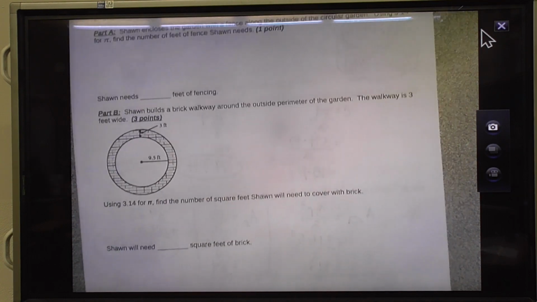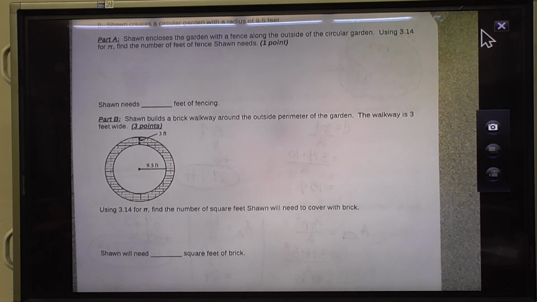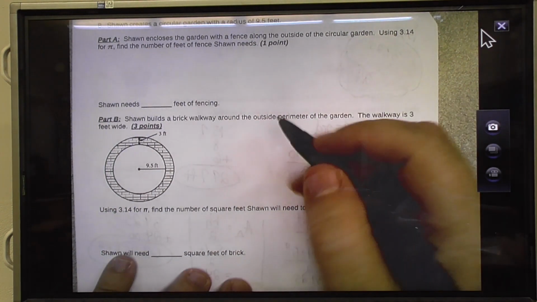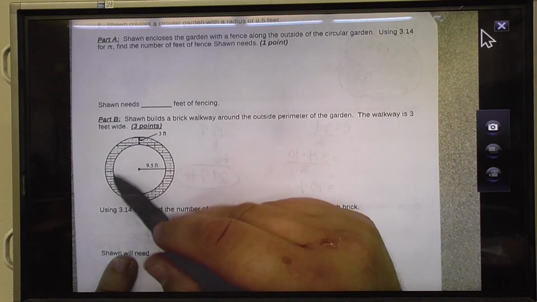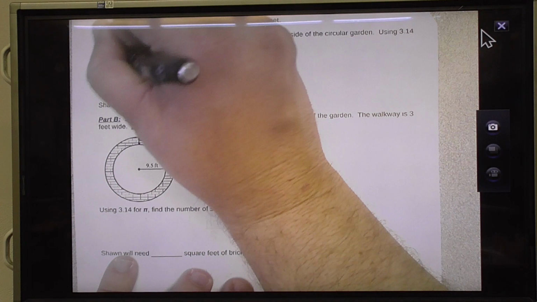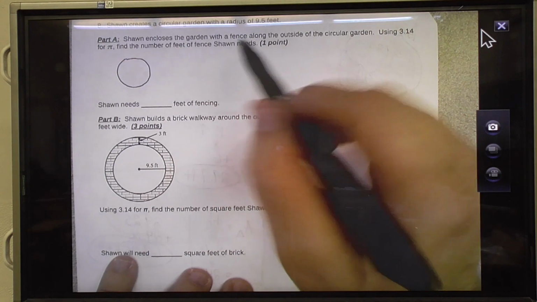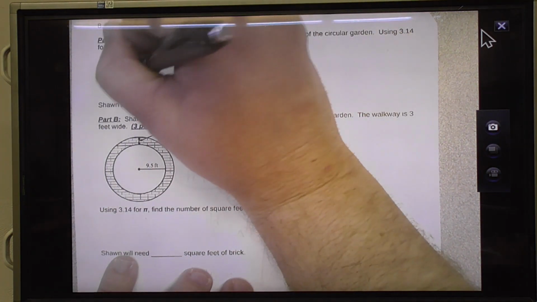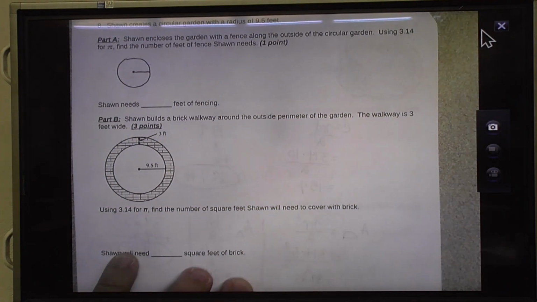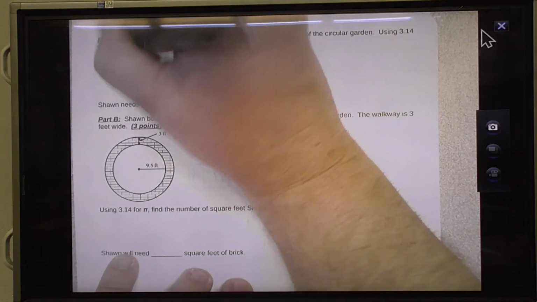Okay, here we go with my favorite problem. Sean creates a circular garden with a radius of 9.5 feet. They've got the picture right here, but I don't want you to get confused with the bricks. So let's draw his garden and pretend this is a whole other problem down here. He's got a circular garden, and it gives us the radius. The radius goes from the center to the edge right here, and that is equal to 9.5 feet.